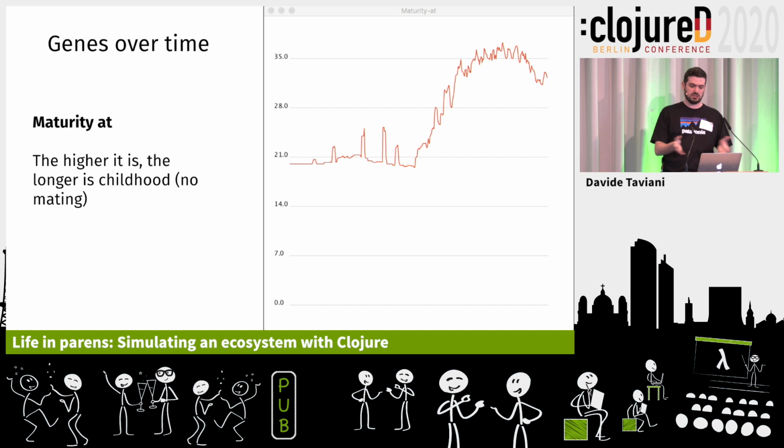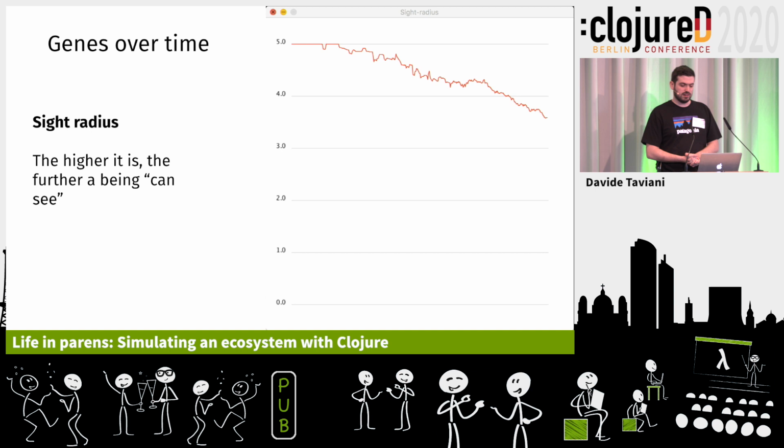This is something that was surprising and is leading me into thinking I didn't implement these decisions very well, because this is the sight radius. The higher this number, the farther they can see. And I would expect, well, if you can see more, you can take better decisions. Turns out it's the opposite. If they can see less, they are less distracted. It means they don't really have a good criteria of choosing what to do. So something to be improved.